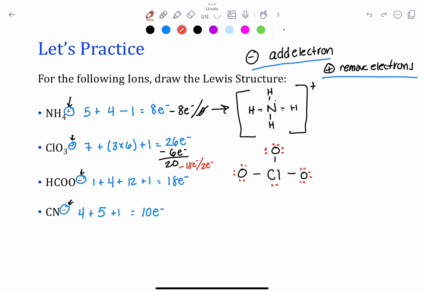So now that everything has an octet, we're just going to surround this with brackets and put our charge on the outside.